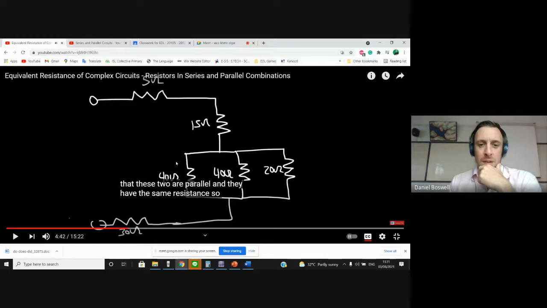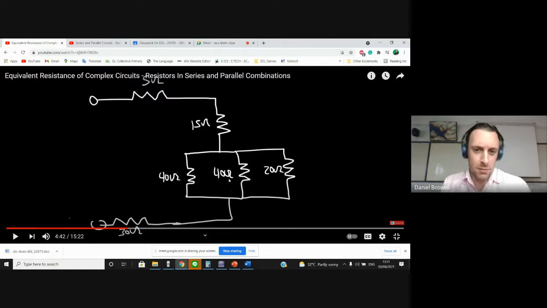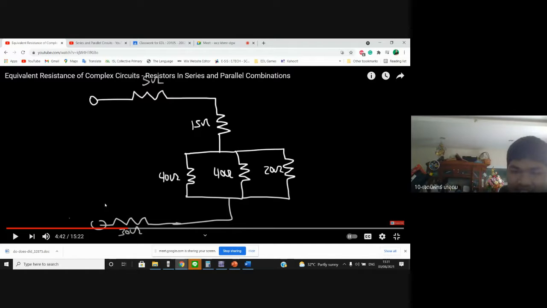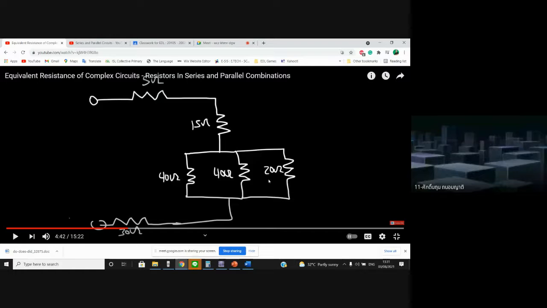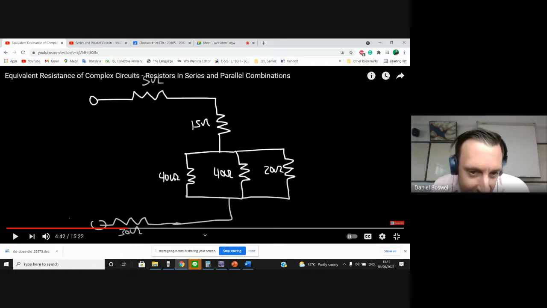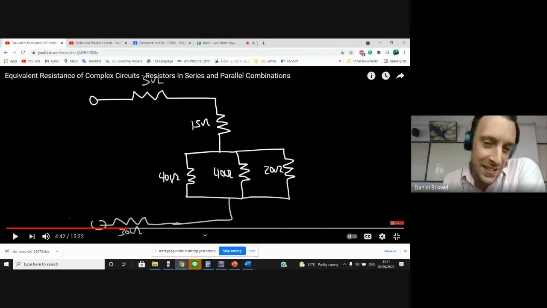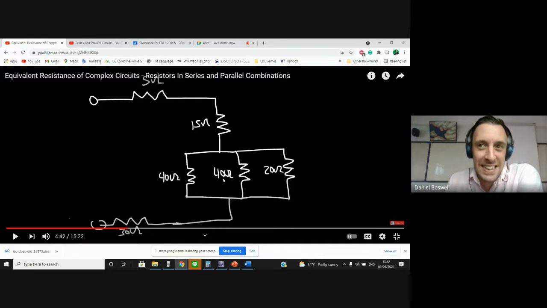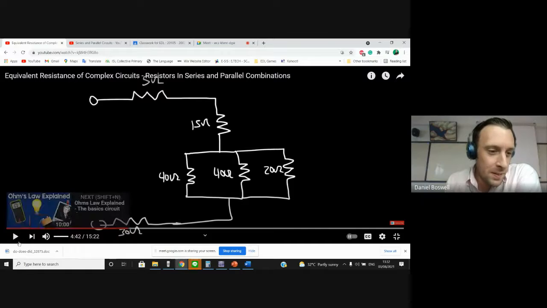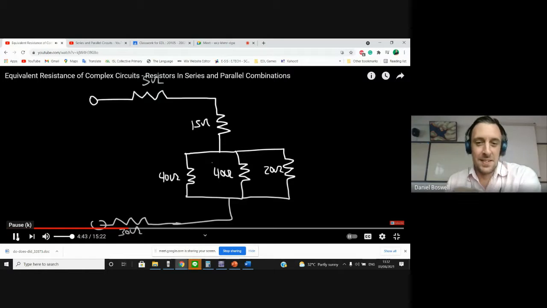Okay, so these two are in parallel. Let me turn this off. These two are in parallel, and they have the same resistance. So what do you do? Half. Half of 40 is 20. Sorry, it's not a very good ohm sign, is it? Yeah, half of 40 is 20. Good job. Nice. And half of 20 is 10.